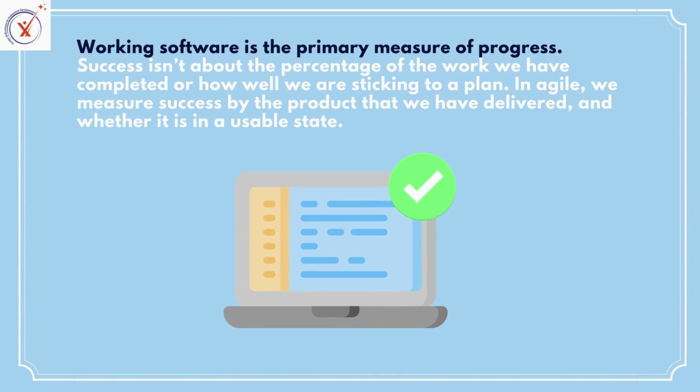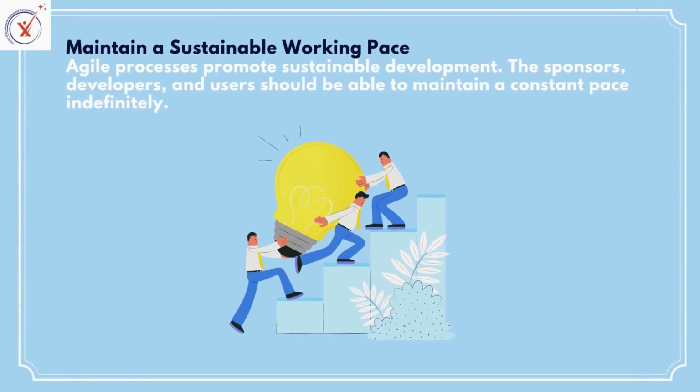Success isn't about the percentage of the work we have completed or how well we are sticking to a plan. In Agile, we measure success by the product that we have delivered, and whether it is in a usable state. 8. Maintain a sustainable working pace. Agile processes promote sustainable development. The sponsors, developers, and users should be able to maintain a constant pace indefinitely.